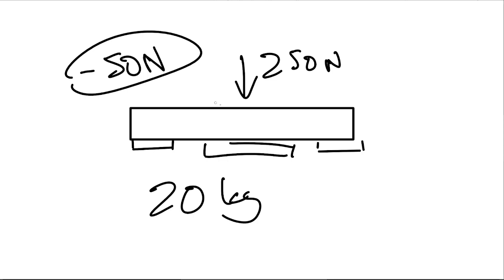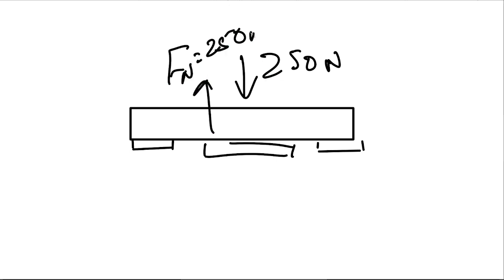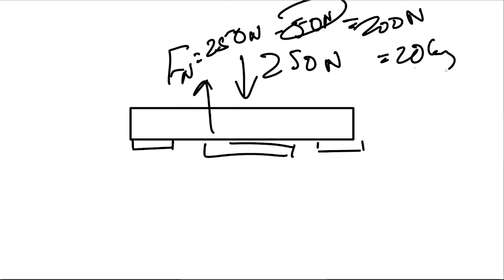So it's always going to measure the normal force. It's always going to measure the normal force. Did I do this right? I think I did this right. Yeah, because normal force, we have an external force that's 250 newtons, so that means our normal force is going to be 250 newtons. And then we subtract 50 newtons because of that calibration thing, and that means that we get a reading of 200 newtons or 20 kilograms.